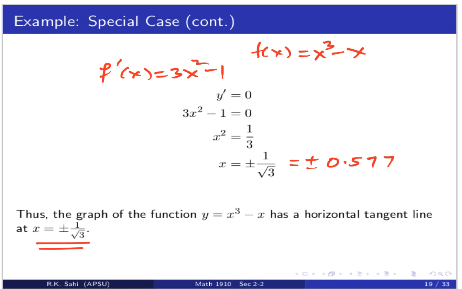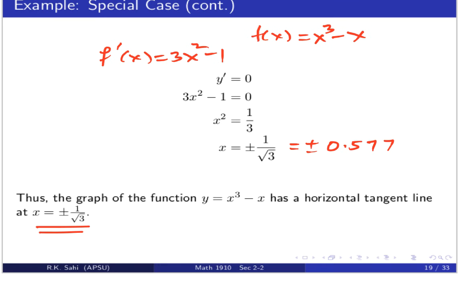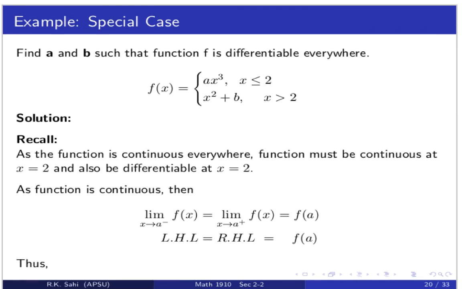Okay, now one more special case, guys. This is related to the things we talked about, differentiability and continuity. So this question says, find a and b such that the function f is differentiable everywhere.